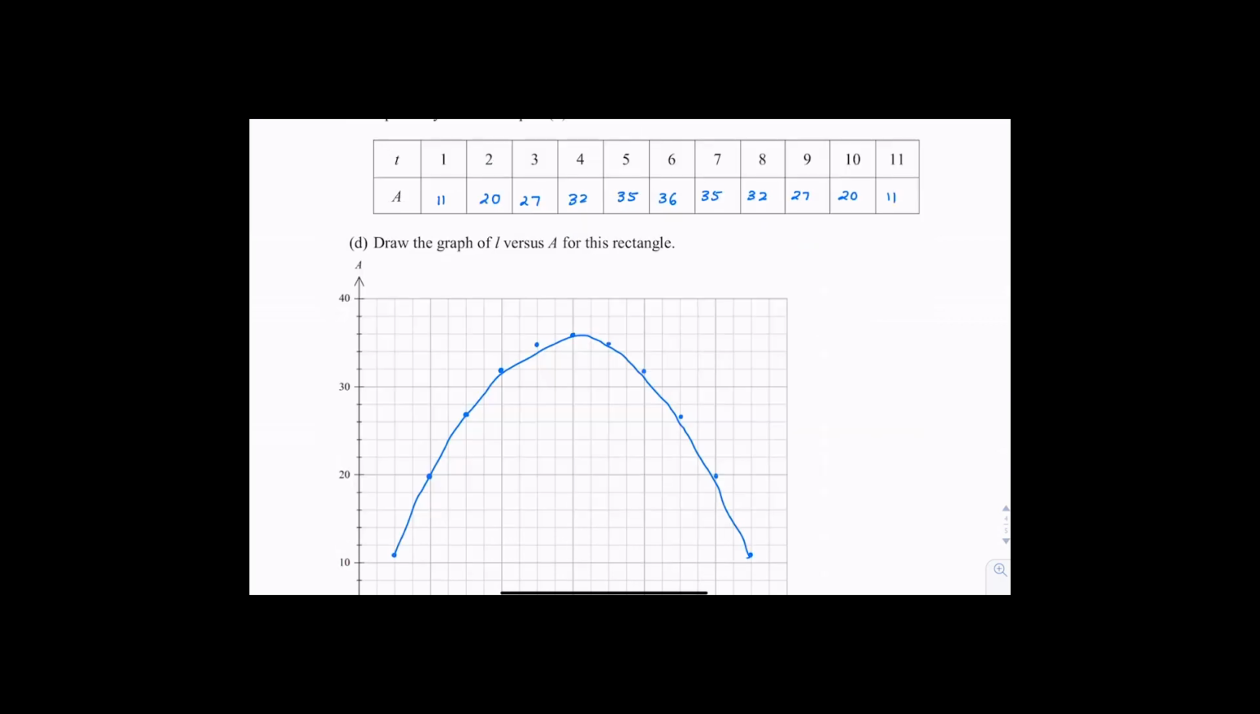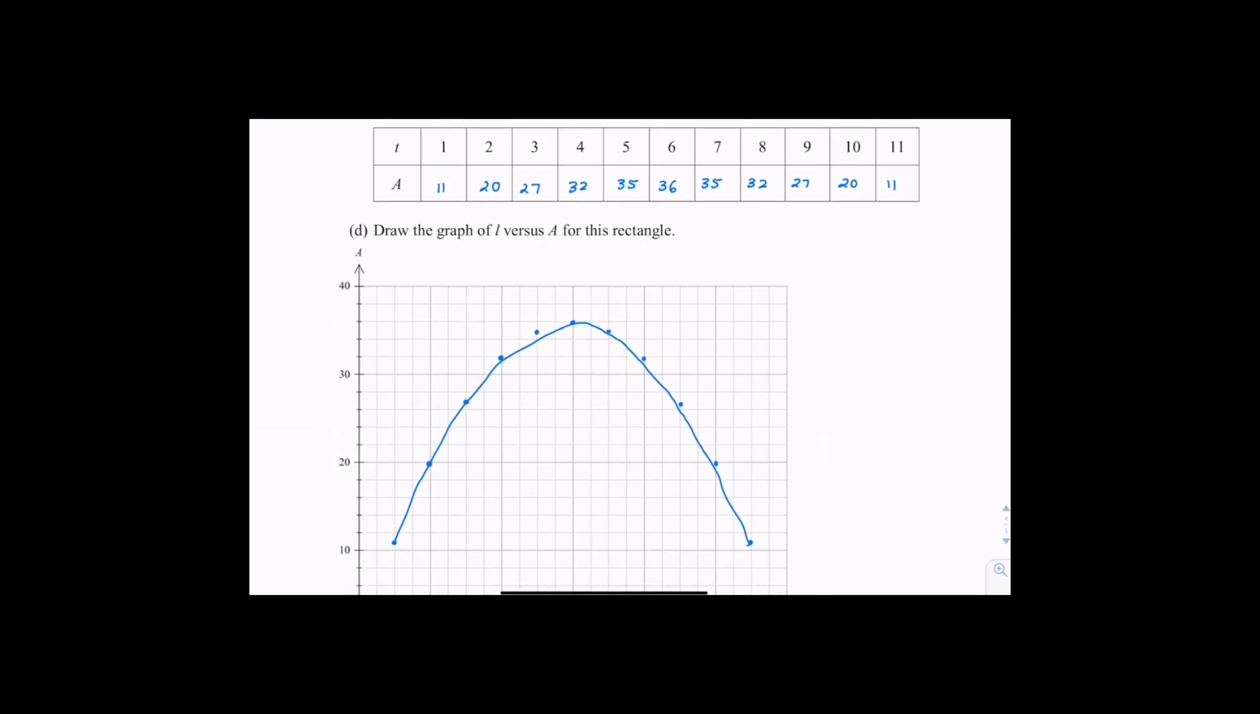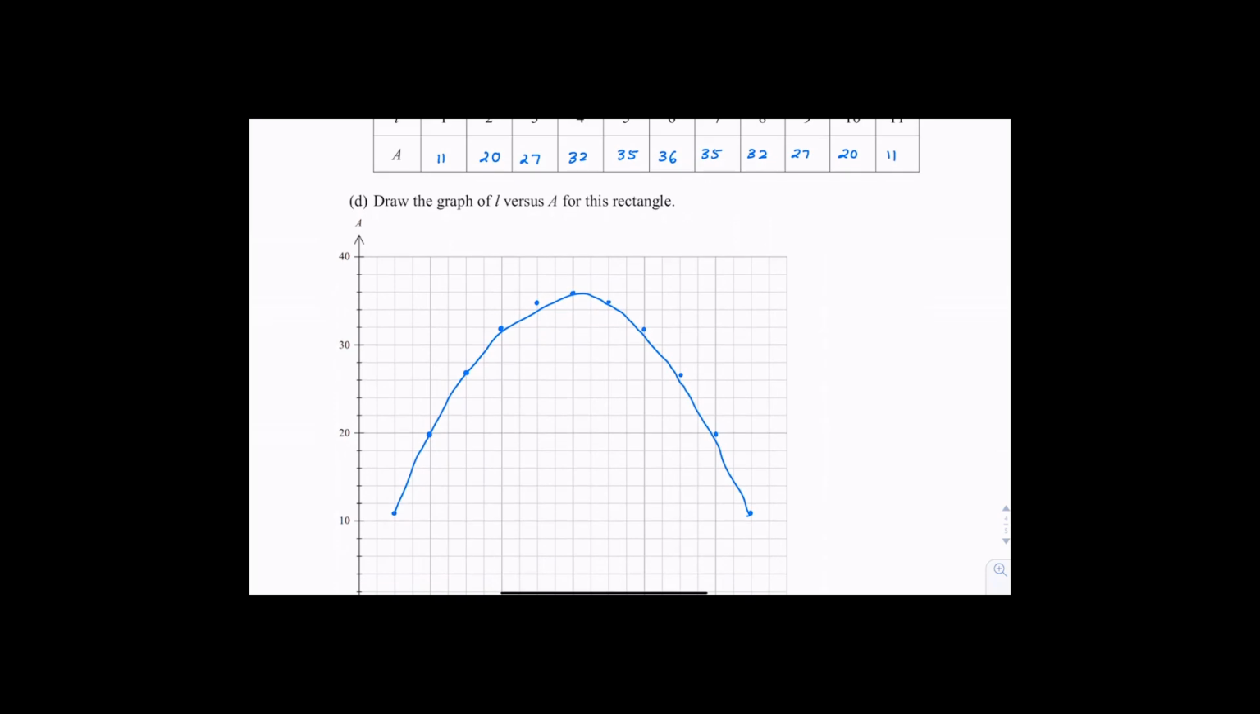So you can see I've now filled in the table of values and I have drawn my parabola as best I can. Obviously yours will look a lot better than mine. And once again, there are just a couple of questions to answer. What is the maximum area and when does it occur? So the maximum area, we're looking at the area side. We can see from here or from our table that the maximum area is 36. So 36 meters squared gives us the maximum area.